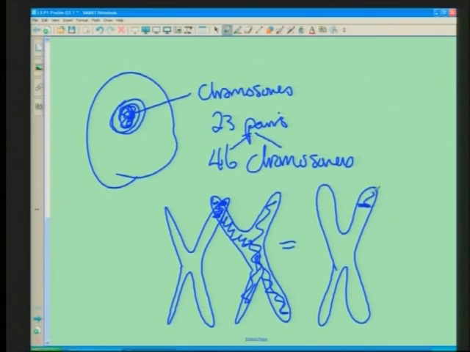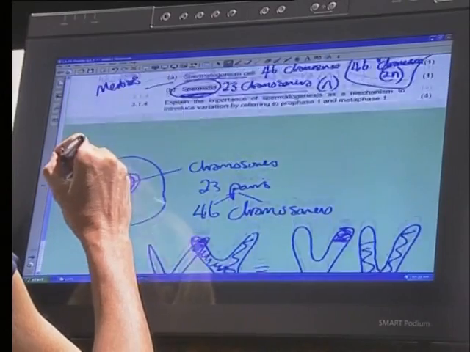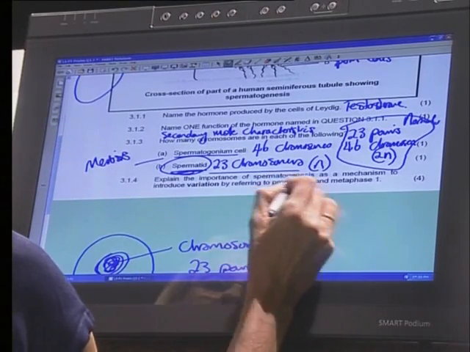This little piece will be there, and this one will be white, and everything else will be shaded. You follow? Yes, I follow. The fact that they are sharing genetic material, that we say it is, that helps for genetic variation. You with me? Yes, I'm here. So that's your genetic is in prophase 1.